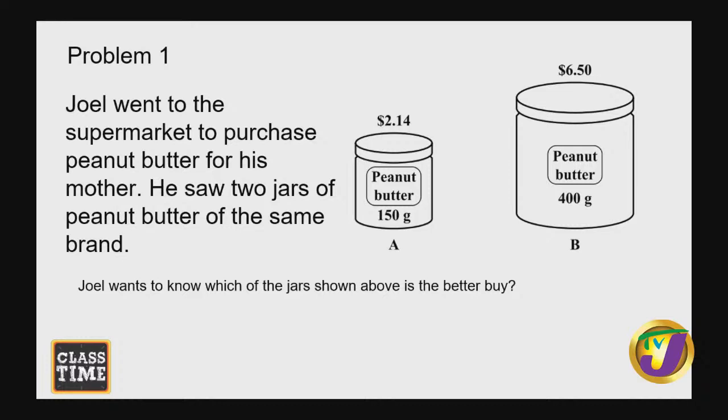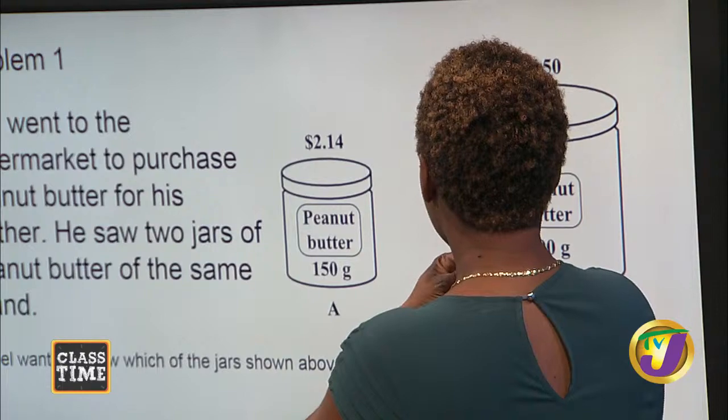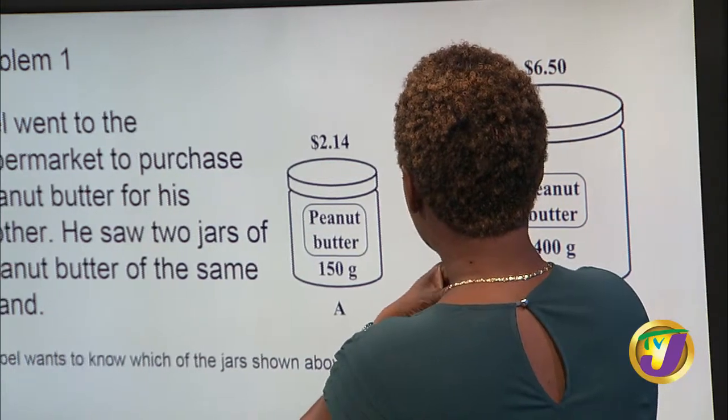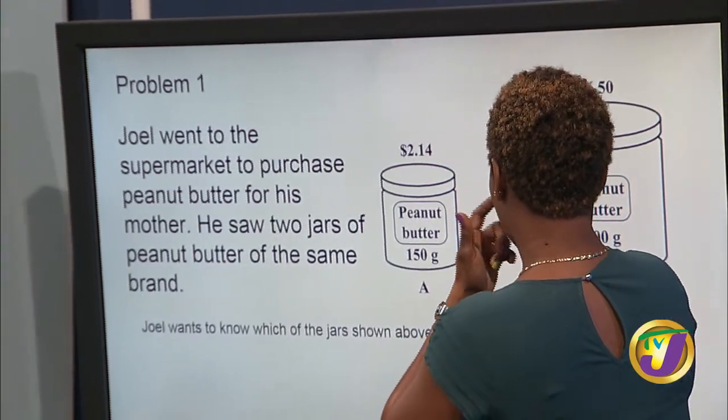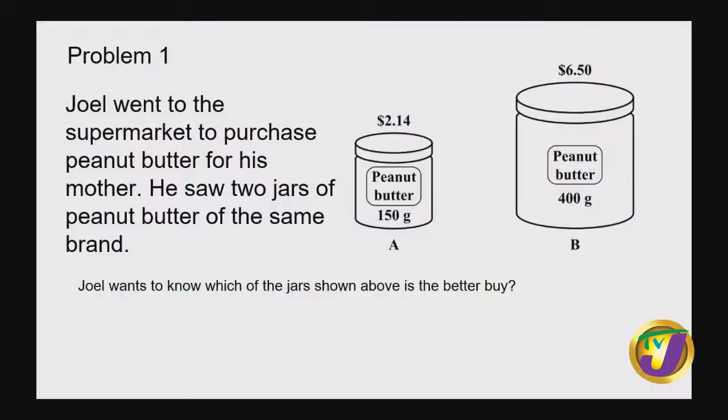All right. So we have the small jar there, which is 150 grams of peanut butter for $2.14. And we have a 400-gram jar for $6.50. What is the better buy? He's going to have to figure out how much he's paying for a gram. Or he can ask himself how many of the small one can fit in the big one?